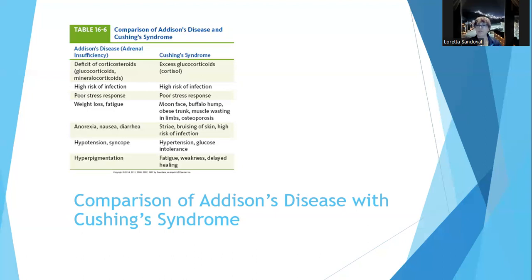So for each one, I just kind of want you to know an example of hypo and hyper. So with adrenal, Addison's is the insufficiency, it's the hypo, and Cushing's is the excess, it's the hyper. And they're usually treated with hormone replacement or something like a hormone antagonist for the hyper.